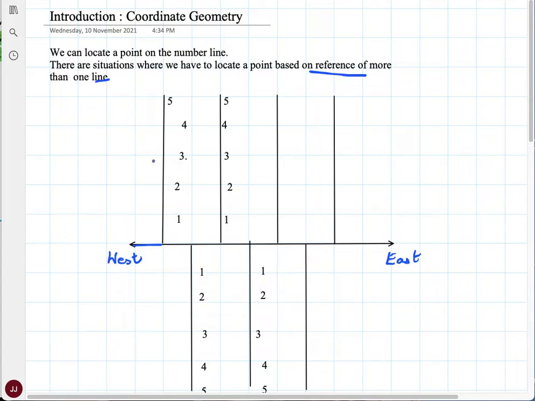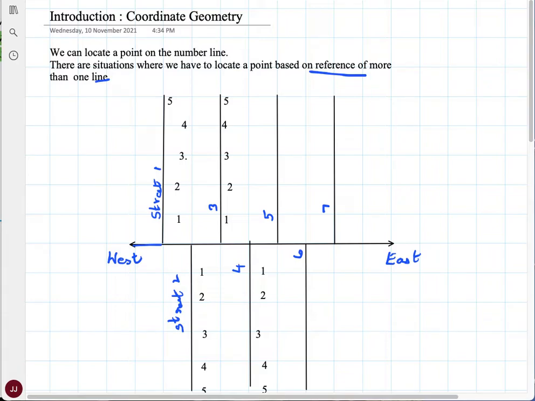So this should be street 1. This should be street 2. This would be 3, 4, 5, 6. Okay, and so on. So these are individual streets.